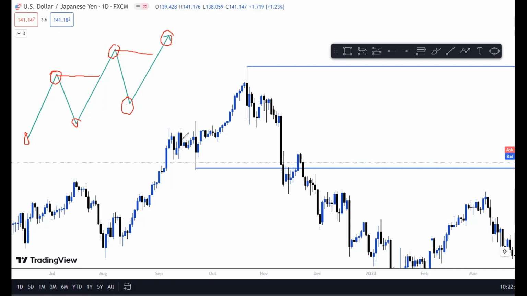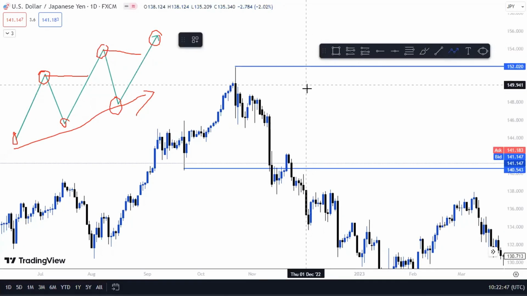The reverse is for a downward. This is for an upward market. The reverse is for a downward market or a bearish market. So let's assume you have this.